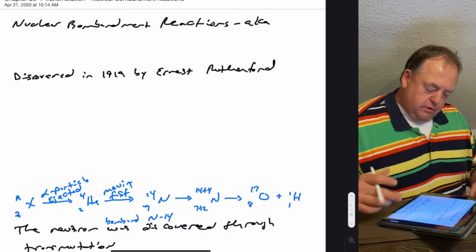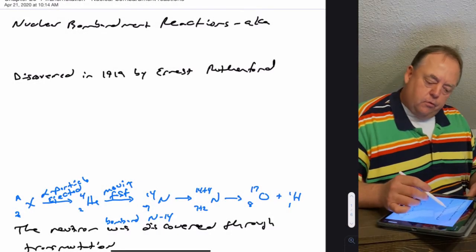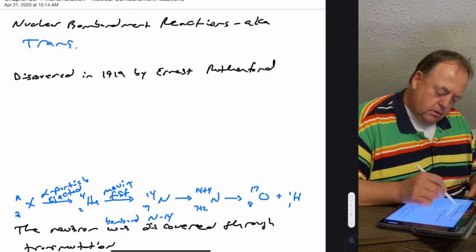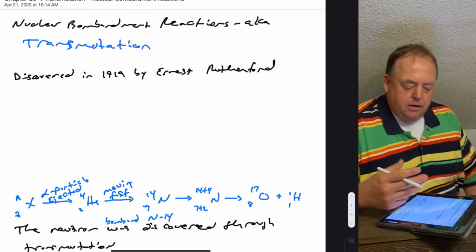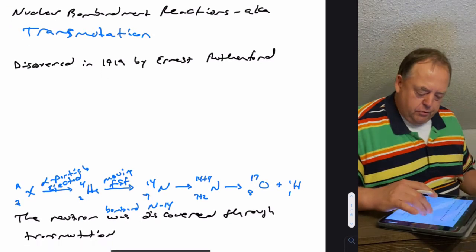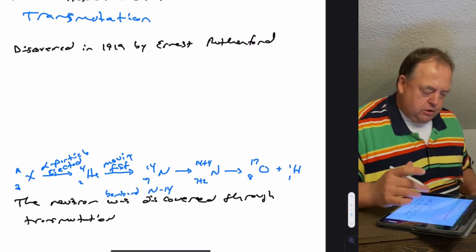So this lecture covered the concept of nuclear bombardment reactions, also known as transmutation. This is basically how new elements are synthesized in a lab. This was discovered in 1919 by Ernest Rutherford.